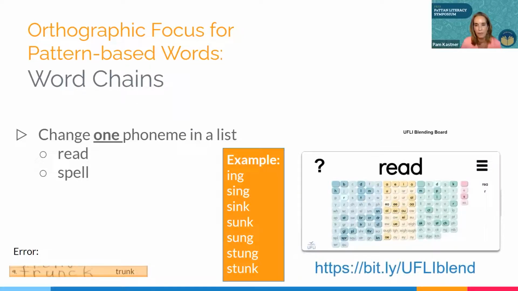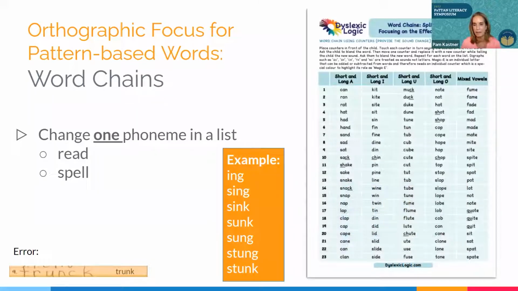A wonderful resource for that, if you haven't been to the University of Florida Literacy Institute's resource hub, you are missing out. This blending board is one example of the many resources at UFLI, but could be used for this word chaining. Also, Erin has added her amazing Wakelet of word chaining to the overall Wakelet for this one. It's actually a do not miss. And another great resource for this is Dyslexia Logic, which offers all these lists. So work smarter, not harder. Definitely check out Dyslexia Logic for these word chains.